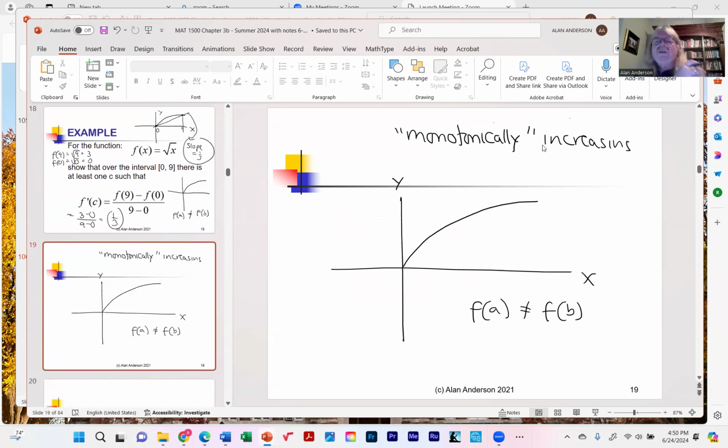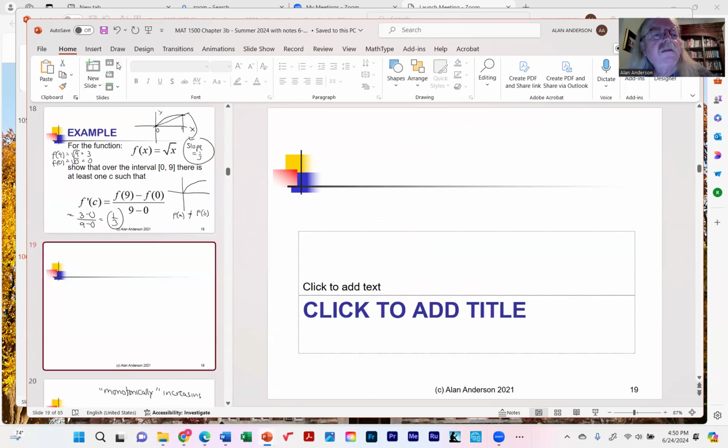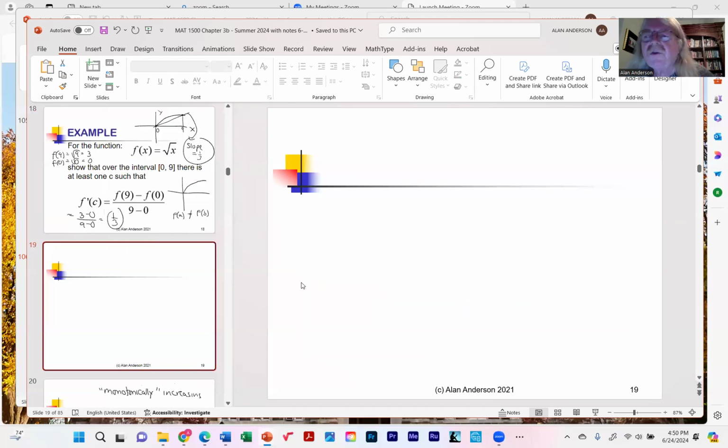I don't remember why I wrote that in here, but increasing, this is an interesting word in math, monotonically, just so we can discuss this for a second.